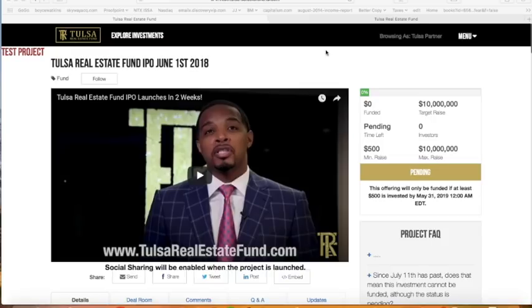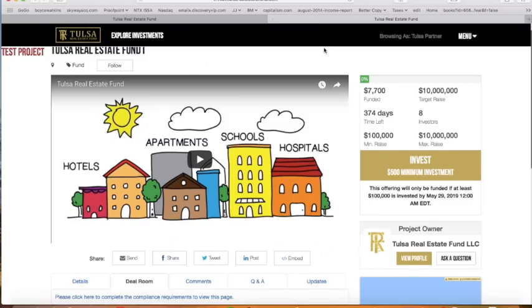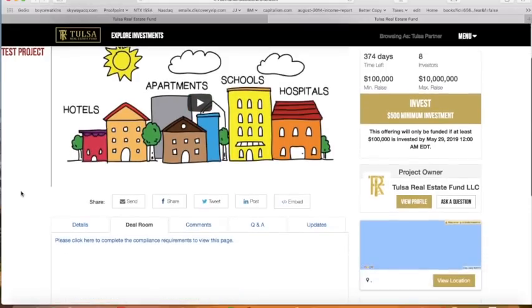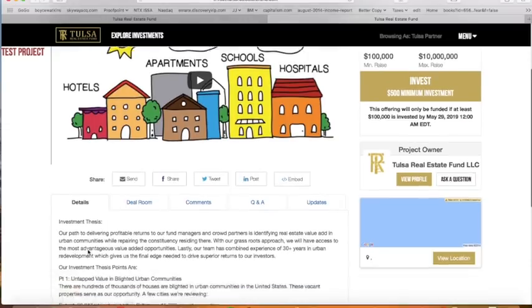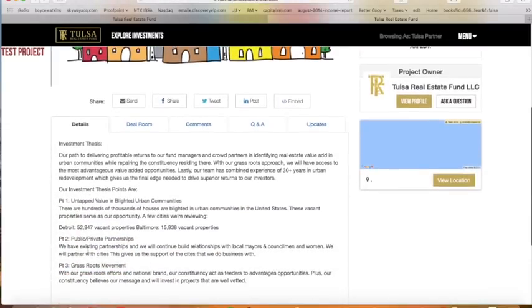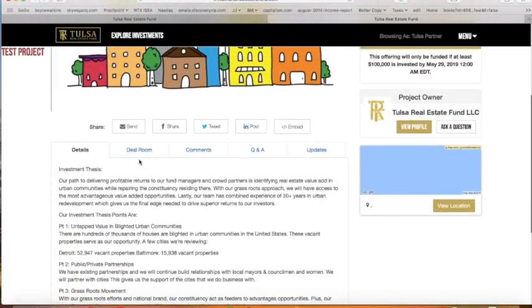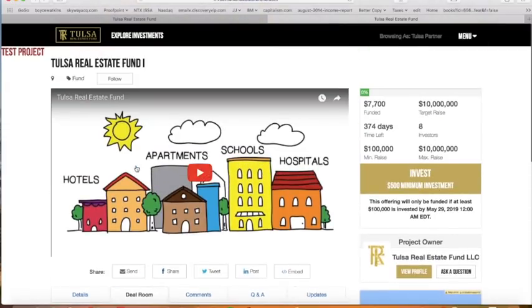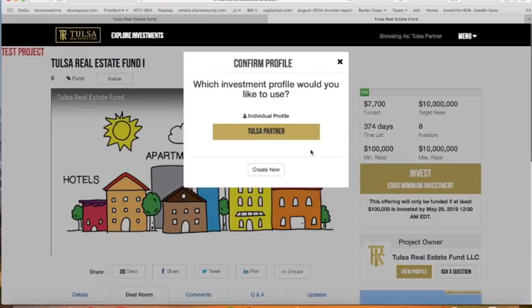Pending is because we haven't launched. We'll launch June the 1st, and when June the 1st comes, you'll see this page. You'll be able to review the fund details as far as the investment thesis. You'll be able to review the deal room, which reviews the details of our fund, and most importantly, you'll be able to invest. So today we're investing as a Tulsa partner. Ideally, this would be your name or whatever entity name you choose.